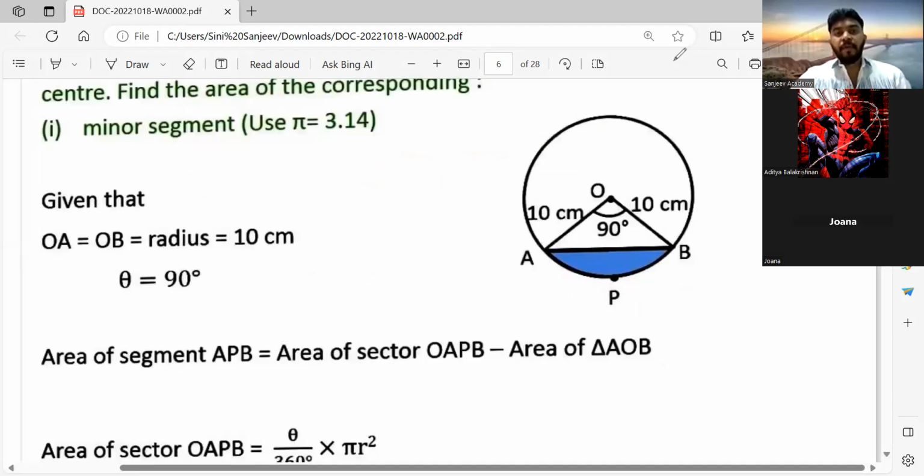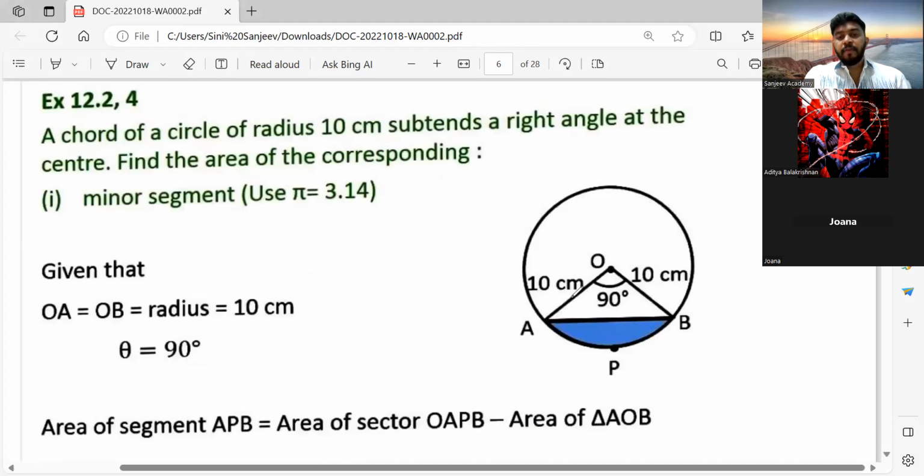So normally we find what? Normally we find this full thing. Let me draw it here for you. This full thing I'll find. Correct? That is nothing but the area of the sector. Theta by 360 into pi r square.